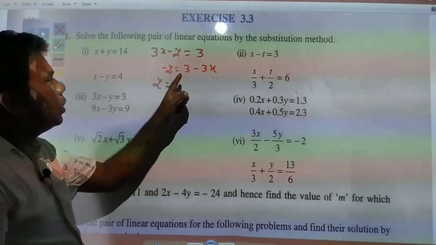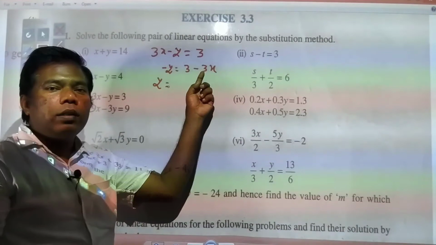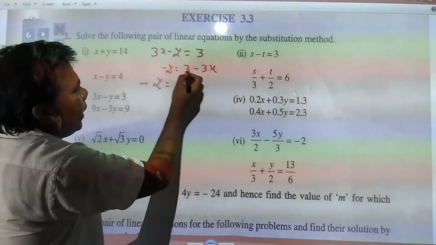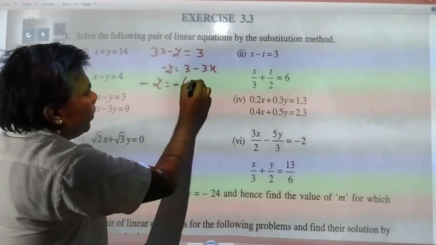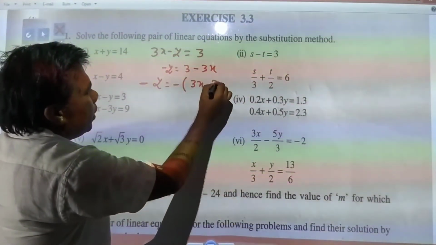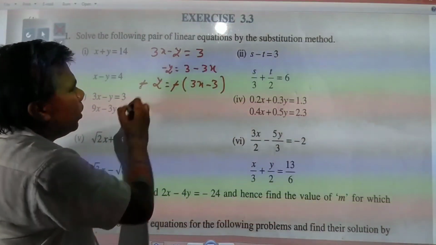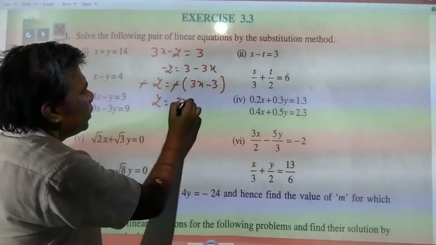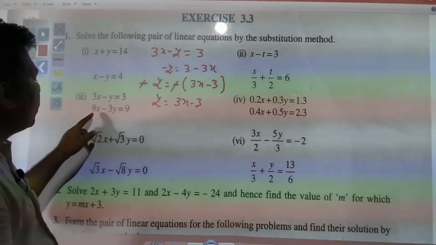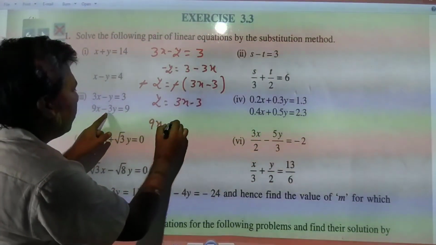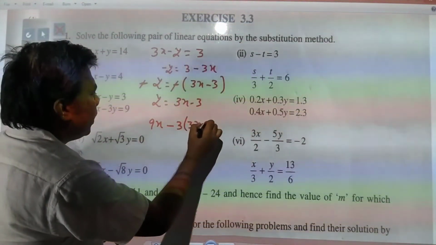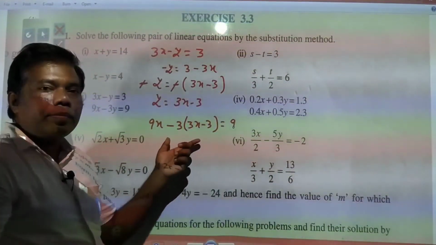Here you have minus. So multiply this with minus 1. What you will get? Or just write it this way: minus y is equal to, take minus out as common. So this will be 3x, that will become plus, and this will become minus 3. Now this minus and minus got cancelled, y will be equal to 3x minus 3. Now this value is required to be put in equation 2. Just put in 9x minus 3y, y is equal to 3x minus 3. So 3x minus 3 and that is equal to 9.